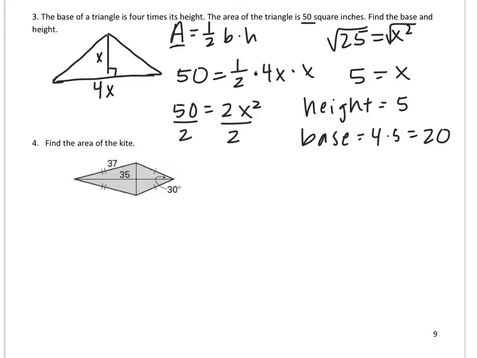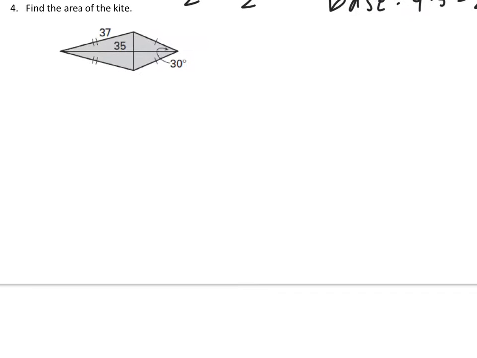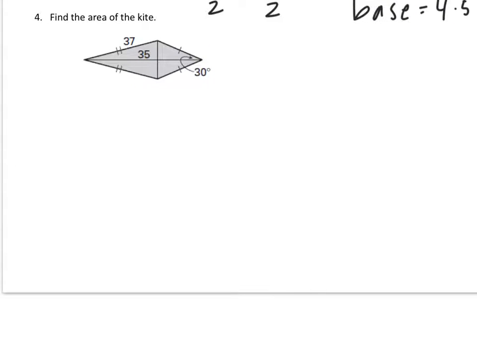Last one. Find the area of the kite. All right, so first thing that's important to know is that this 35 is only referring to that part of the line. The 35 is not the whole line. And then just like rhombuses, when we have the 2 diagonals, they always make a right angle. Then our area formula for a kite, very similar to, or actually the same as the rhombus, 1/2 times diagonal 1 times diagonal 2.